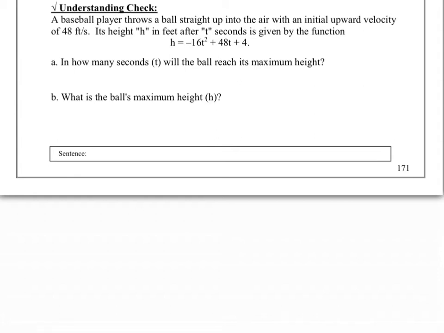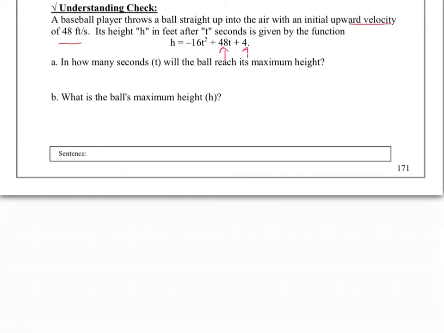Here we have a baseball player who throws a ball straight up into the air with an initial upward velocity of 48 feet per second. We see that the velocity here is 48, already filled in for us. The height h in feet after t seconds is given by the function, and we want to find these two answers. We already have our equation filled in: we have the velocity filled in and we have the y-intercept filled in.